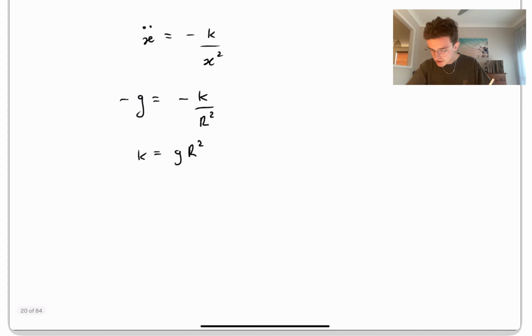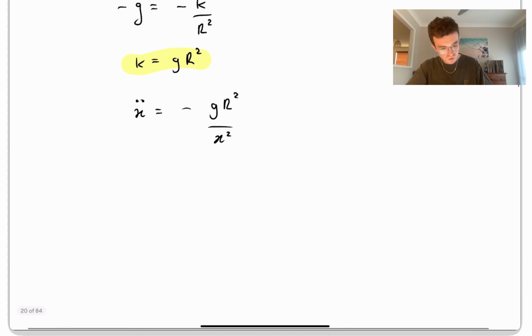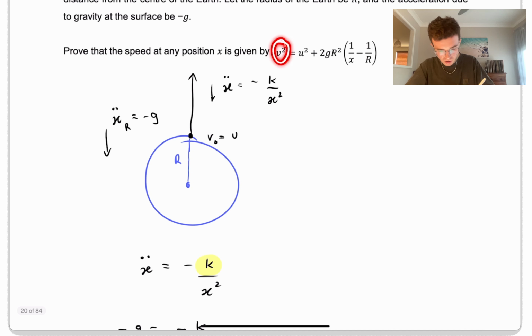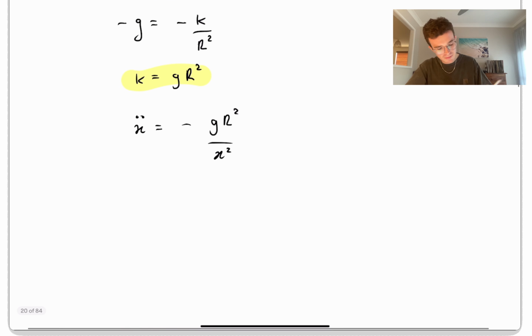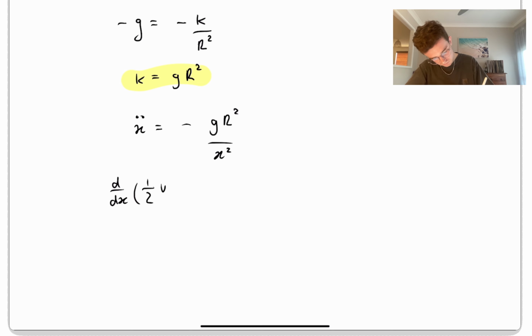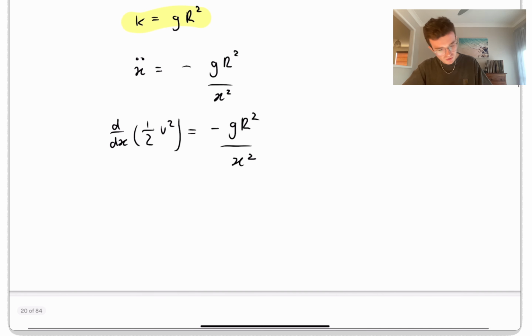So we now can replace our x double dot with our value of k, so minus g r squared on x squared. And we want to know, we've got velocity in terms of x, so we're going to use d by dx of a half v squared, and that's equal to minus g r squared on x squared. Let's have a go at integrating this. Let's just remember that these are constants here. So let's take the indefinite integral of both sides.